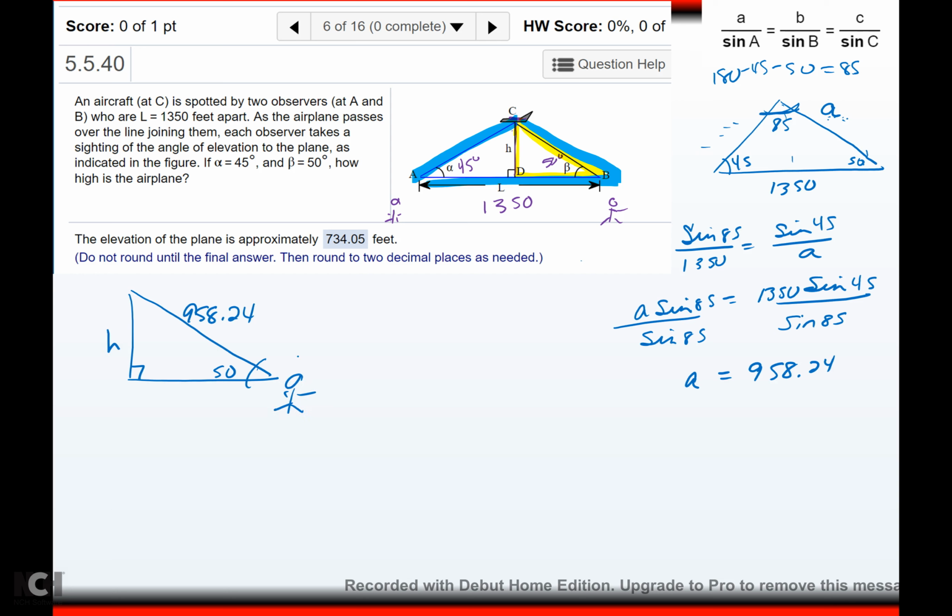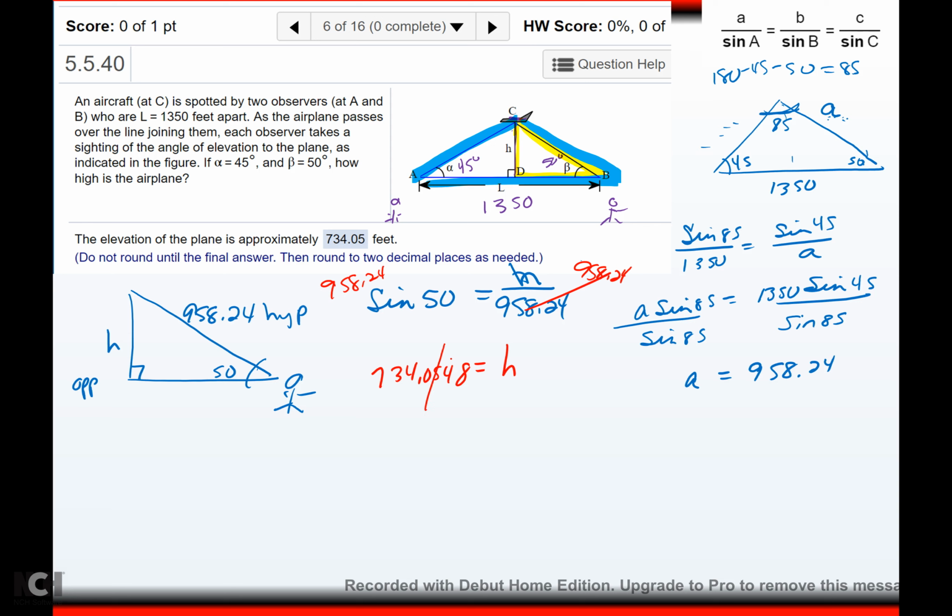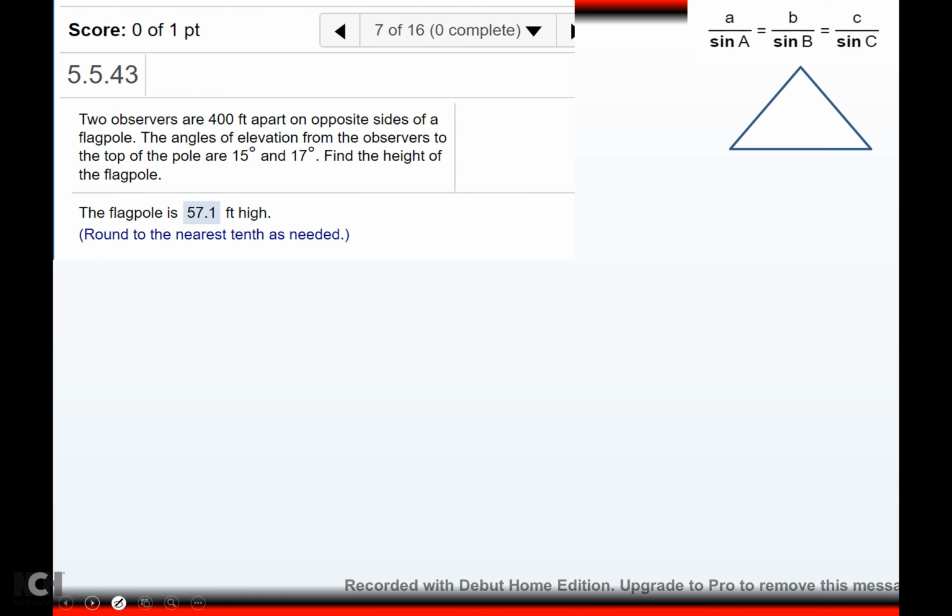So if I'm standing here, that's opposite, that's hypotenuse, that is sine. So I can set up sine 50 equals opposite, which is my h, over hypotenuse, 958.24. And to solve this, I'm going to multiply by 958.24. And I get h equals 734.0548. And we round it to the nearest hundredth, which is 734.05.